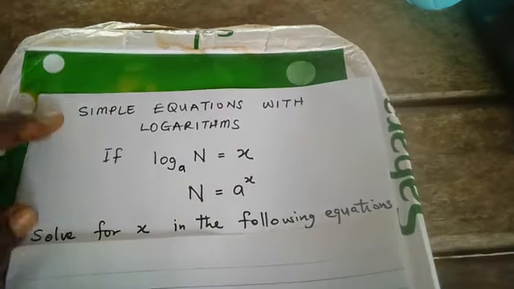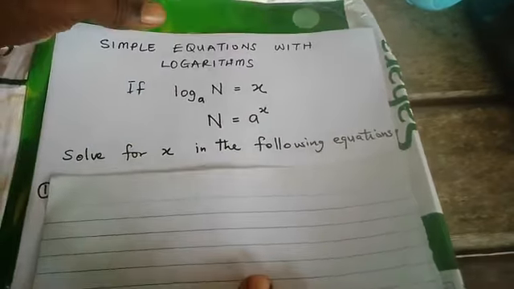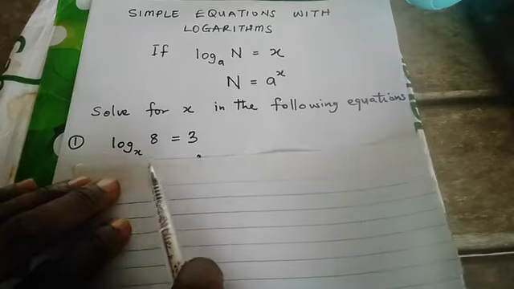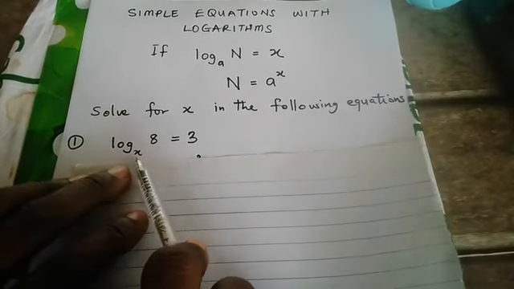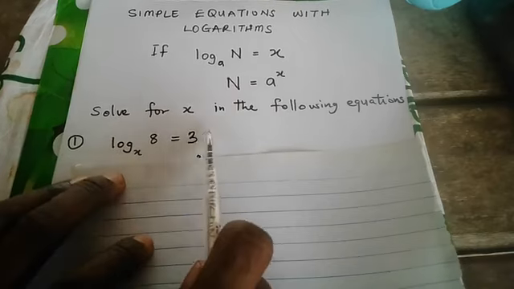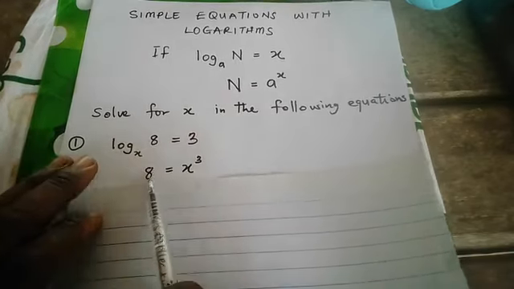Now let's try to apply this. Solve for x in the following equations. If you are given log 8 is equal to 3 in base x, first of all, we'll try to write this in the form of indices. So 8 will still appear here, x, which is the base, will come to this other side, then whatever is here will now become the power. So you'll have 8 is equal to x raised to power 3.